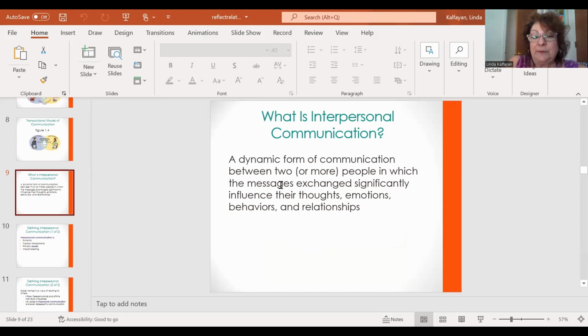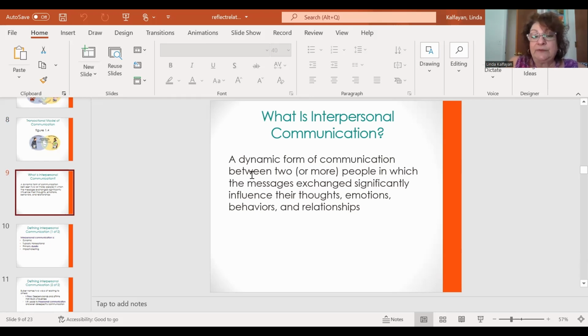So a dynamic form of communication between two people, and the reason it says or more is because sometimes even in a group communication, where group starts at the number 3, you may have a different interpersonal communication with just one other person in that group. So for example, when I go to a department meeting, we're 6 people. I have a different interpersonal communication with one of my colleagues than I would with my dean. So you can see that even with more people, we may have a different interpersonal communication with just one other member of that group.